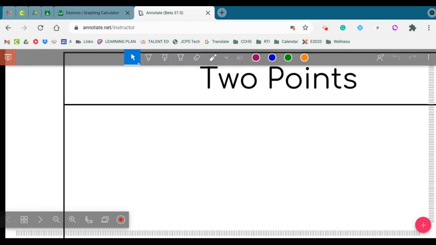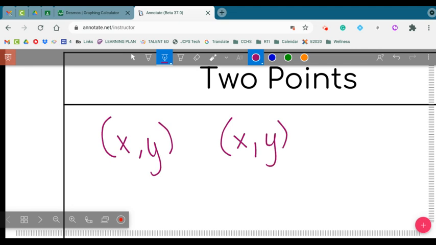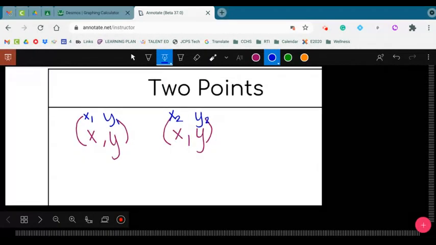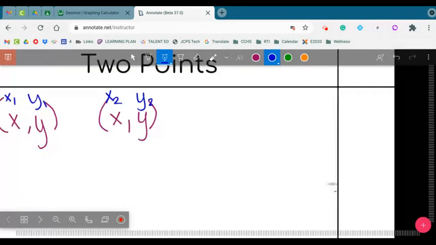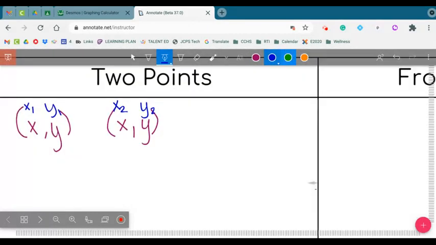So if we're given 2 points, we have an x and a y, and then an x and a y. We're going to label these x1 and y1, and then x2 and y2. And why we do that is because we have a formula of y2 minus y1 over x2 minus x1, and that is going to give us our slope.